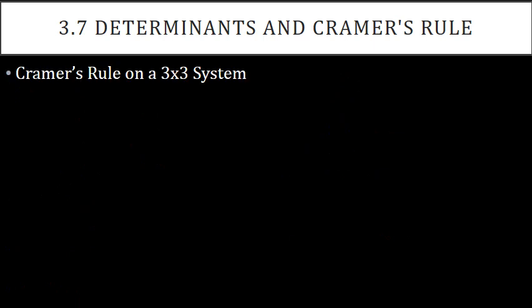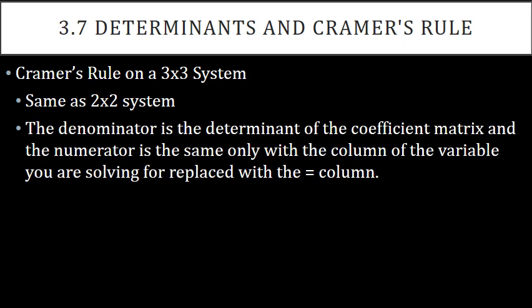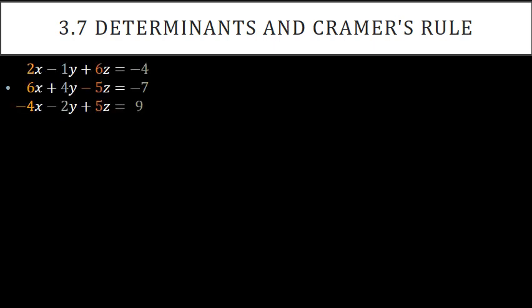If we're doing a 3 by 3 system, it's the same idea. The denominator, the bottom of the fraction, is the determinant of the coefficient matrix. The numerator is the same as the denominator, only the column you're solving for is replaced with the constants. If you're looking for x, the first column will be the constants. If you're looking for y, the second column will be the constants. Everything else is the same as below. Here's an example.